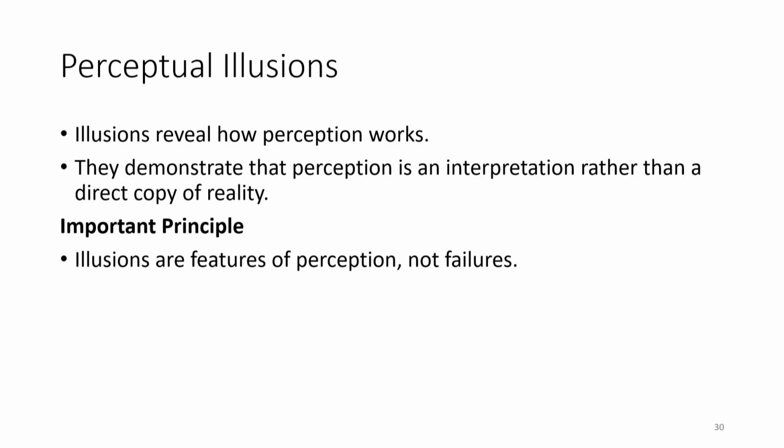Now, we move on to the interesting topic of perceptual illusions. Illusions are important because illusions reveal how perception works. They demonstrate that perception is an interpretation rather than a direct copy of reality. So, illusions are features of perception, but not failures. So, you may be deluded into thinking of something as something else, but that is not necessarily a failure of processing in your brain. Let us look at the Ponzo illusion.